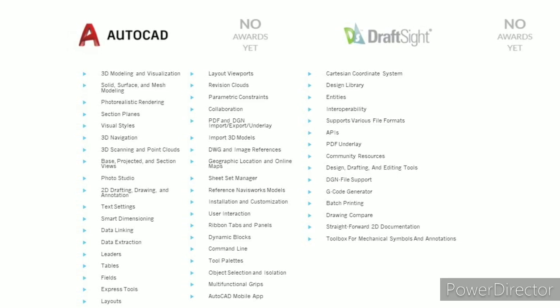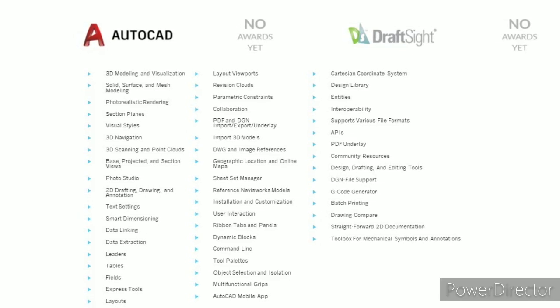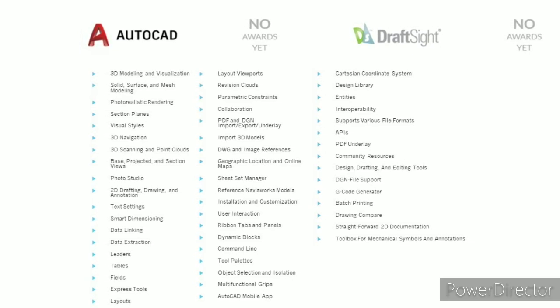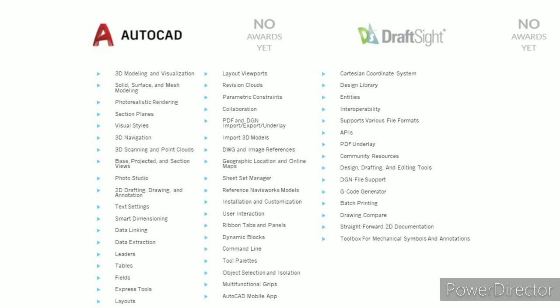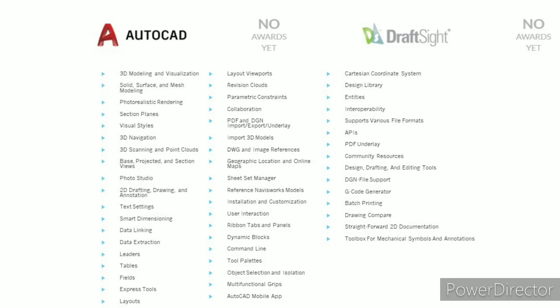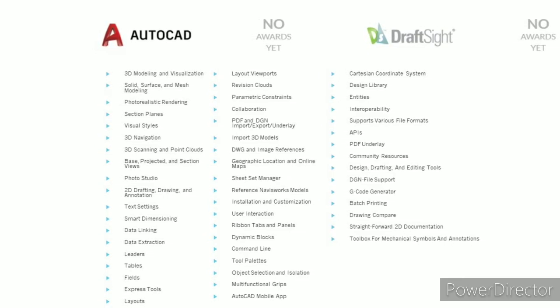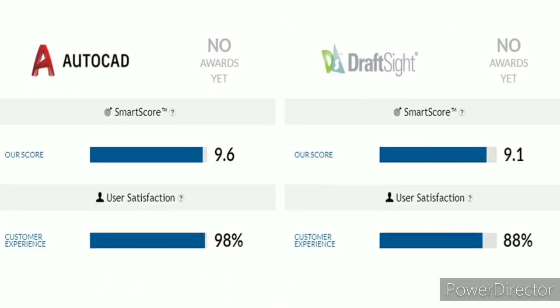Draftsight features. Main features of Draftsight are Cartesian coordinate system, design library, entities, interoperability, supports various file formats, APIs, PDF underlay, community resources, design, drafting, and editing tools, DGN file support, G-code generator, batch printing, drawing compare, straightforward 2D documentation, toolbox for mechanical symbols and annotations.